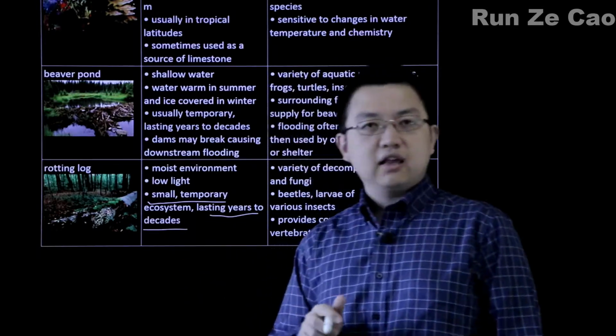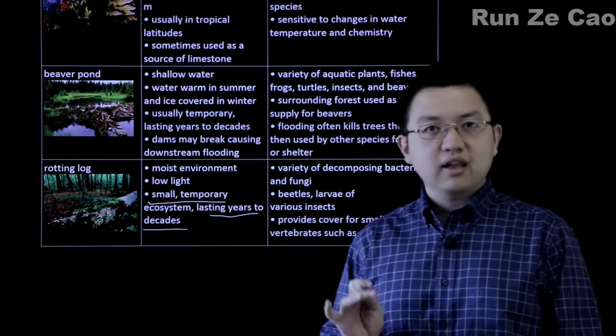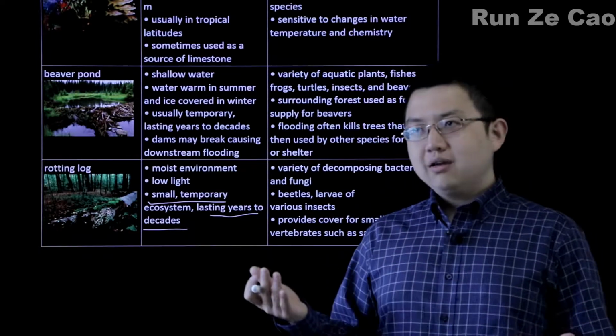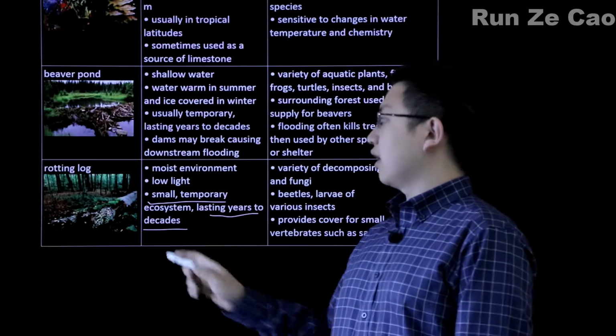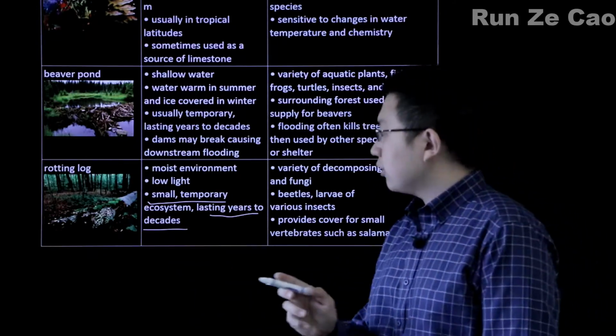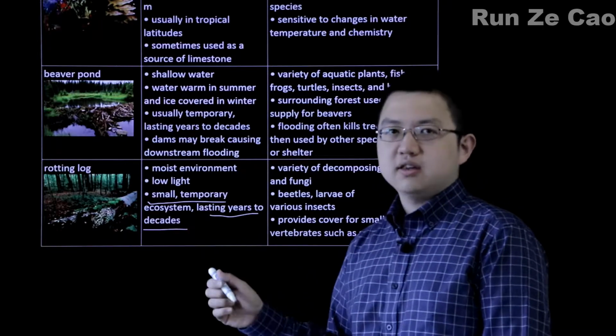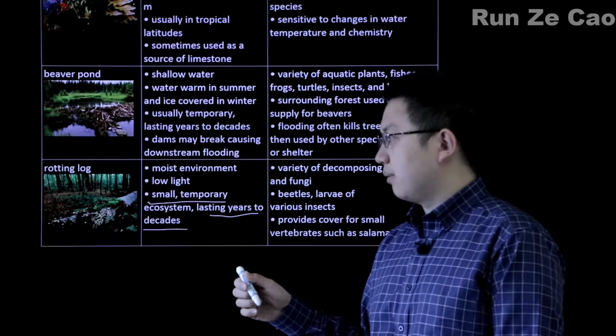Some ecosystems last shorter, but many biologists decide not to study those. Why? Because they're so transient compared to years to decades. For the most part, very few people study any ecosystem that lasts less than a couple of months.